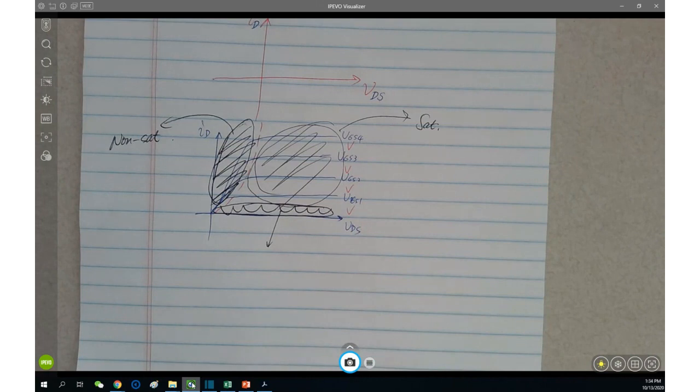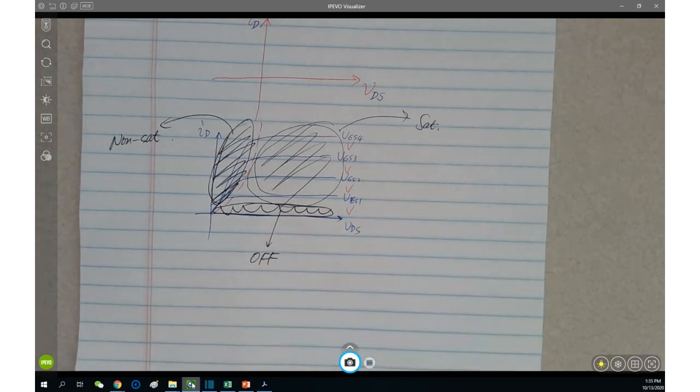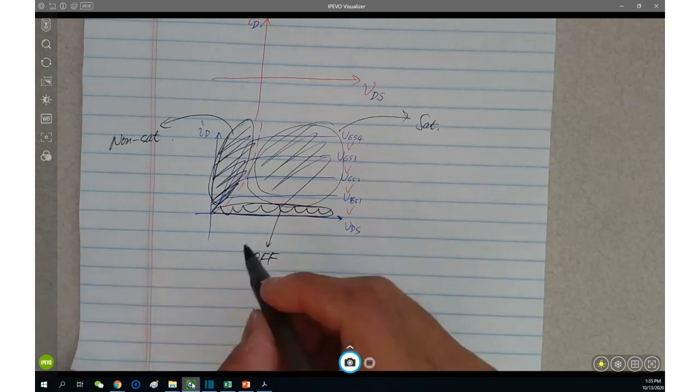Anyone knows? An open means... I believe Connor is right, but any better description? Also others, any comments for this region down here? Off, very good. Josh is right. I like Josh's answer more. This is just a half, right? Does it make sense? And this region is called cutoff region.